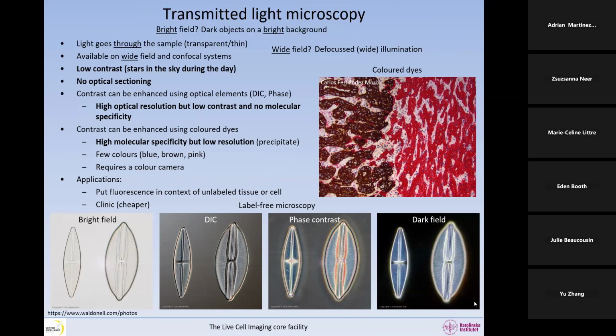There's also another technique of transmitted light microscopy. It's called dark field microscopy, where the object appears bright on a dark background. But it's used a lot in material imaging more than in our field, so I will not talk about this.